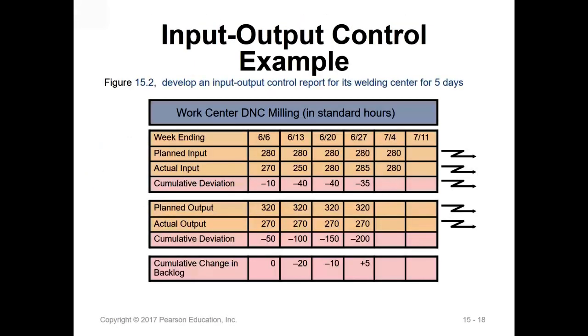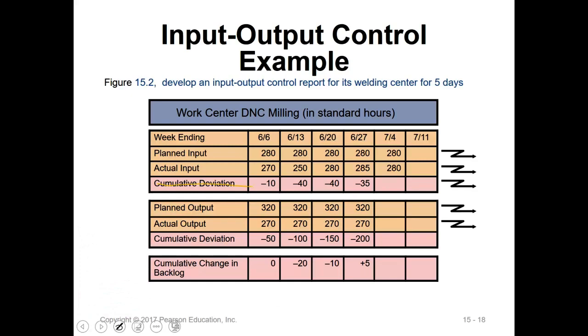Here is the table of an input and output control example. Here's a CNC or DNC machining center, and you see in this table the weeks: June 6th, June 13, and so on, the third week, fourth week, and the seventh week. In the table, I want you to see the two lines, rows.